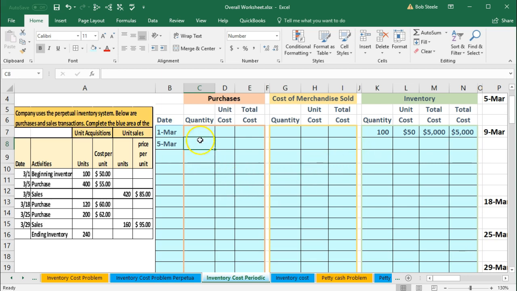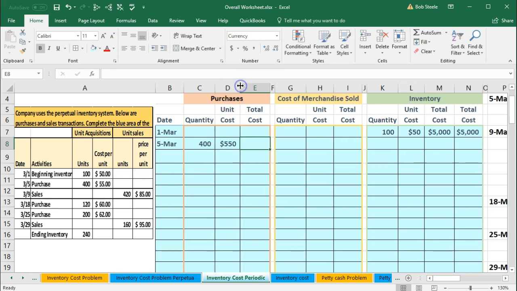So we've got a purchase here in the quantity column. So we said we purchased 400 units, tab. The dollar amount went up from $50, now they cost $55, so we're going to put the 55 there in D8, tab. We're going to make this cell a little bit wider so we can see it. That's $55, that's why we had a problem.